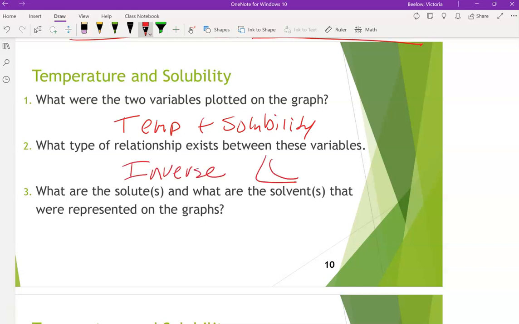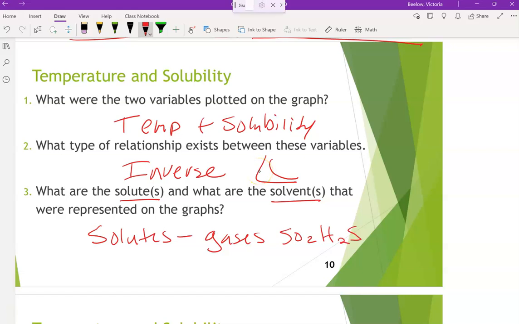It's like what we saw in Boyle's law with pressure and volume. In those situations, we were just talking about gases. Now we're talking about solubility, which involves two things. What are the solutes and what are the solvents that were represented in the graph? The solutes had to be the gases, so that was SO2 in the graph, H2S, CO2 and O2, versus the solvent is water, which is H2O.